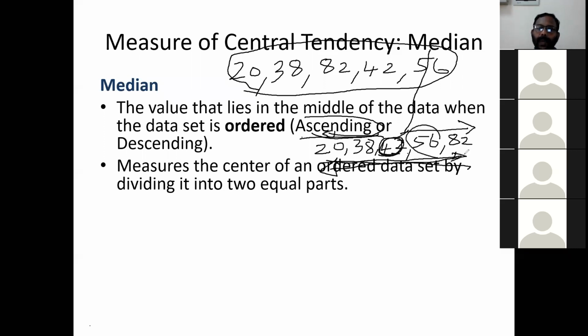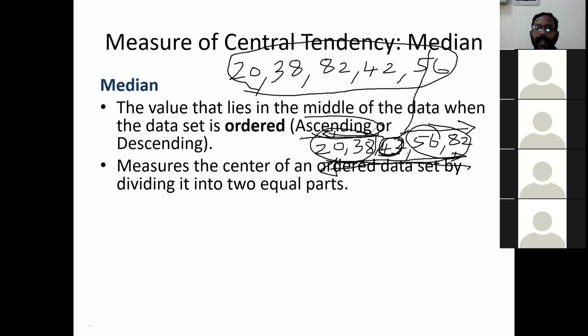Here we have two data, here we have two data. So it is dividing the data into two halves. If you have 5 data points, 10 data points, it's easy. If you have 1000 data points, can you do it manually?